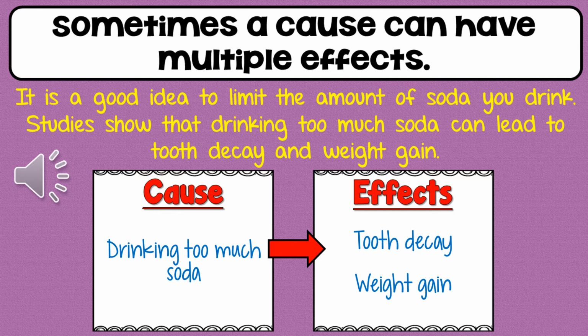So what happens first? Well, if I'm looking at this, the first thing that happens is I drink too much soda. That is going to be my cause. What happens because I drink too much soda? What are the effects of that? In my passage, it says it can lead to tooth decay and weight gain. So for this cause of drinking too much soda, there are 2 effects, tooth decay and weight gain. Can you think of other times when you might have 2 effects or more from a cause?